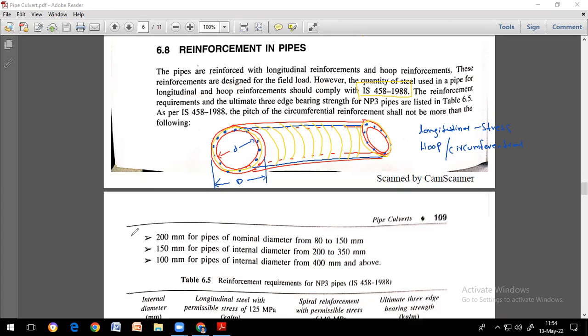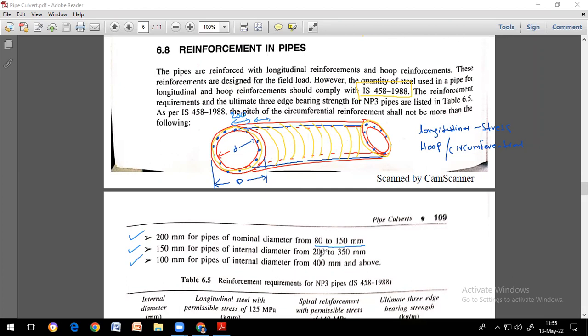Okay, so here you can see three important points. First one, provide 200 mm spacing of circumferential reinforcement. ఏంటి circumferential reinforcement అంటే ring. Okay, so here the ring which is going to be provided to safeguard against circumferential or hoop stresses. To control them you have to provide the circumferential reinforcement. So these rings are supposed to be provided with a spacing of enta spacing to provide cheyali ante 200 mm for pipes of nominal diameter 80 to 150 mm. 80 to 150 mm dia unna pipes ki you have to provide spacing of 200 mm.